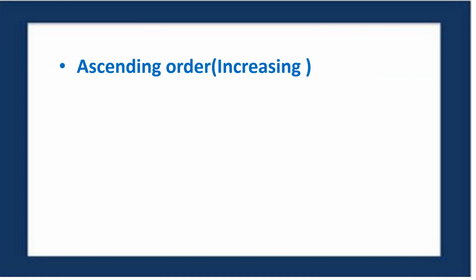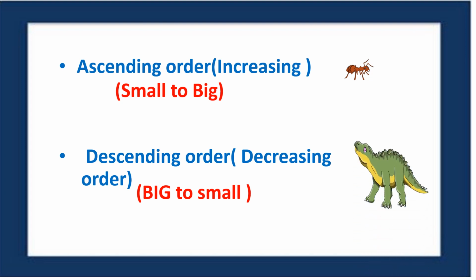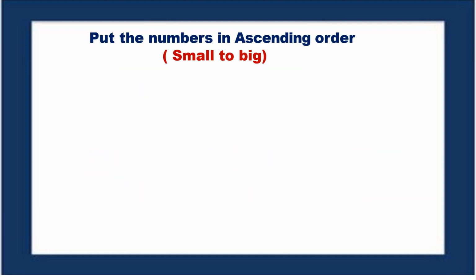Ascending order, or increasing order also we can say, is small to big, meaning arranging the numbers or the given quantities from small to big. You can recall the picture of the ant, small, A for ascending. Descending order is also known as decreasing order. It means arranging the numbers or the given quantities from big to small. Recall the picture of the dinosaur, D for descending, which is big. So big to small. Now let's see some examples using numbers, how to arrange in ascending and descending order.